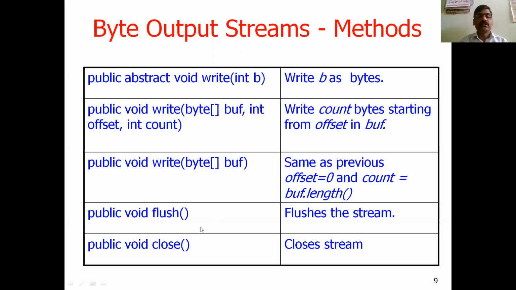Then 2 more methods are defined. The flush method is used to flush the output stream, and the close method is used to close the output stream. So these 5 methods, that is 3 different forms of write method, one flush and one close, are defined in the output stream class.